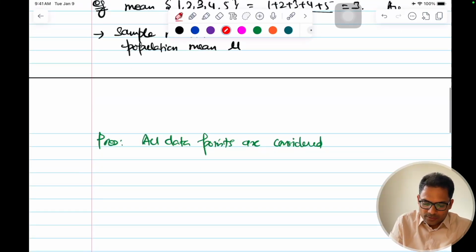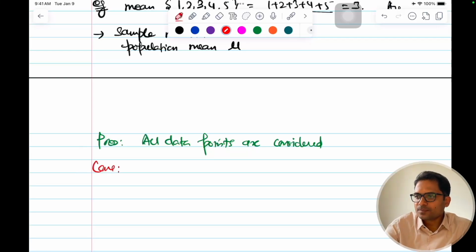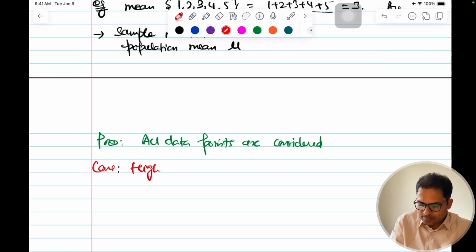Okay, and what is the cons for this? That if I have outliers, it is highly sensitive to outliers, or extreme values in my data set. Outliers means extreme values.